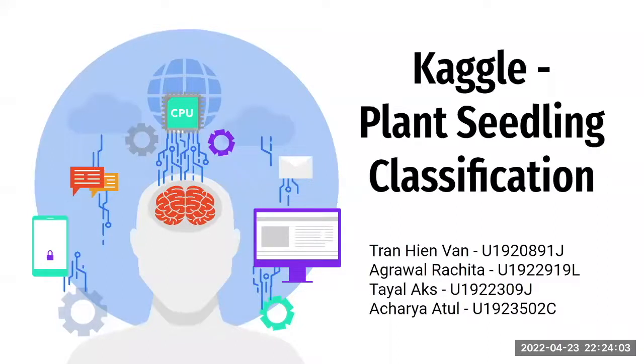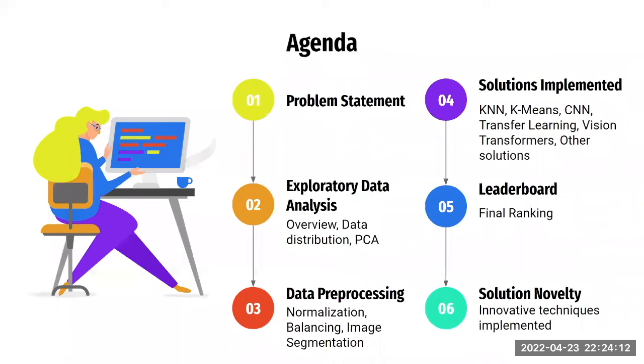Hello everyone. Today we're going to be presenting our work on the Kaggle competition Plant Seedling Classification for our CZ4041 project. So the agenda for today's meeting is that we're first going to look at the problem statement for this competition, and then we're going to look at the exploratory data analysis and the data pre-processing steps that we performed. After which we will discuss the solutions trialed and implemented, our final leaderboard ranking, and a solution novelty.